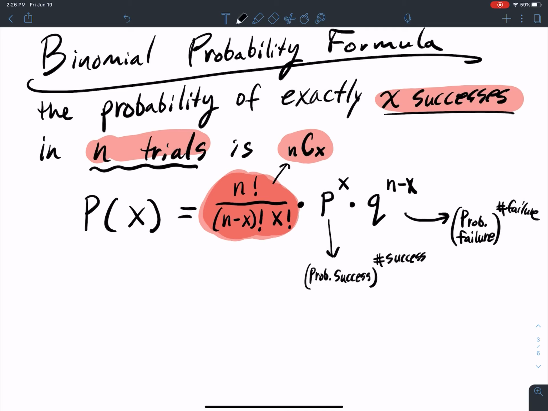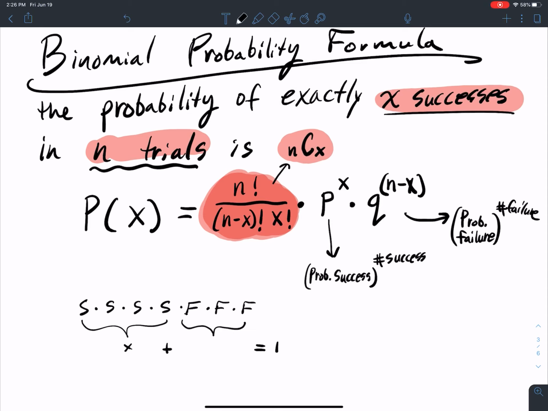Now, how I want you to think about why this is the number of failures, guys. Look, if I had X successes and then fail, those are failures. But when I add all these up together, I get N total.